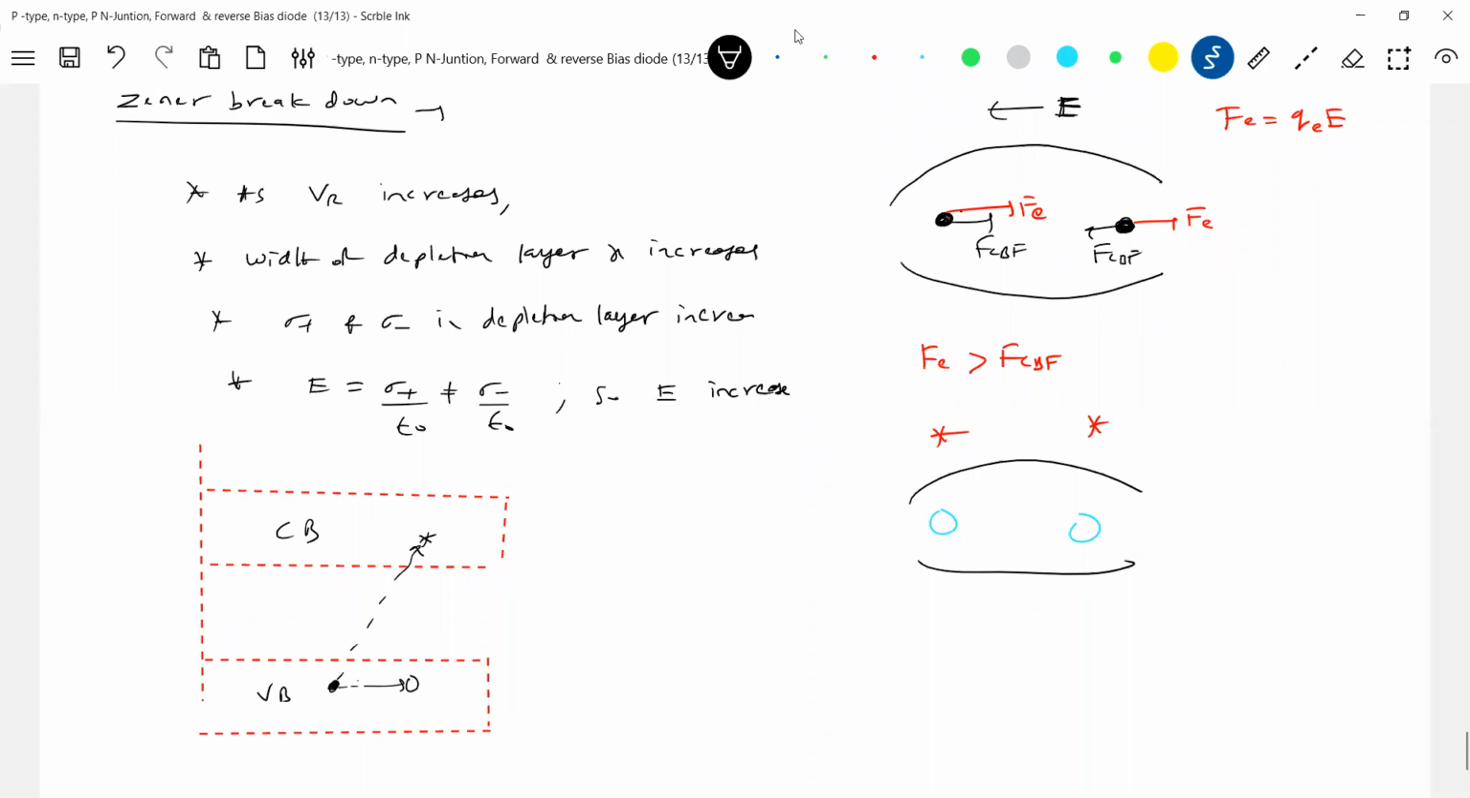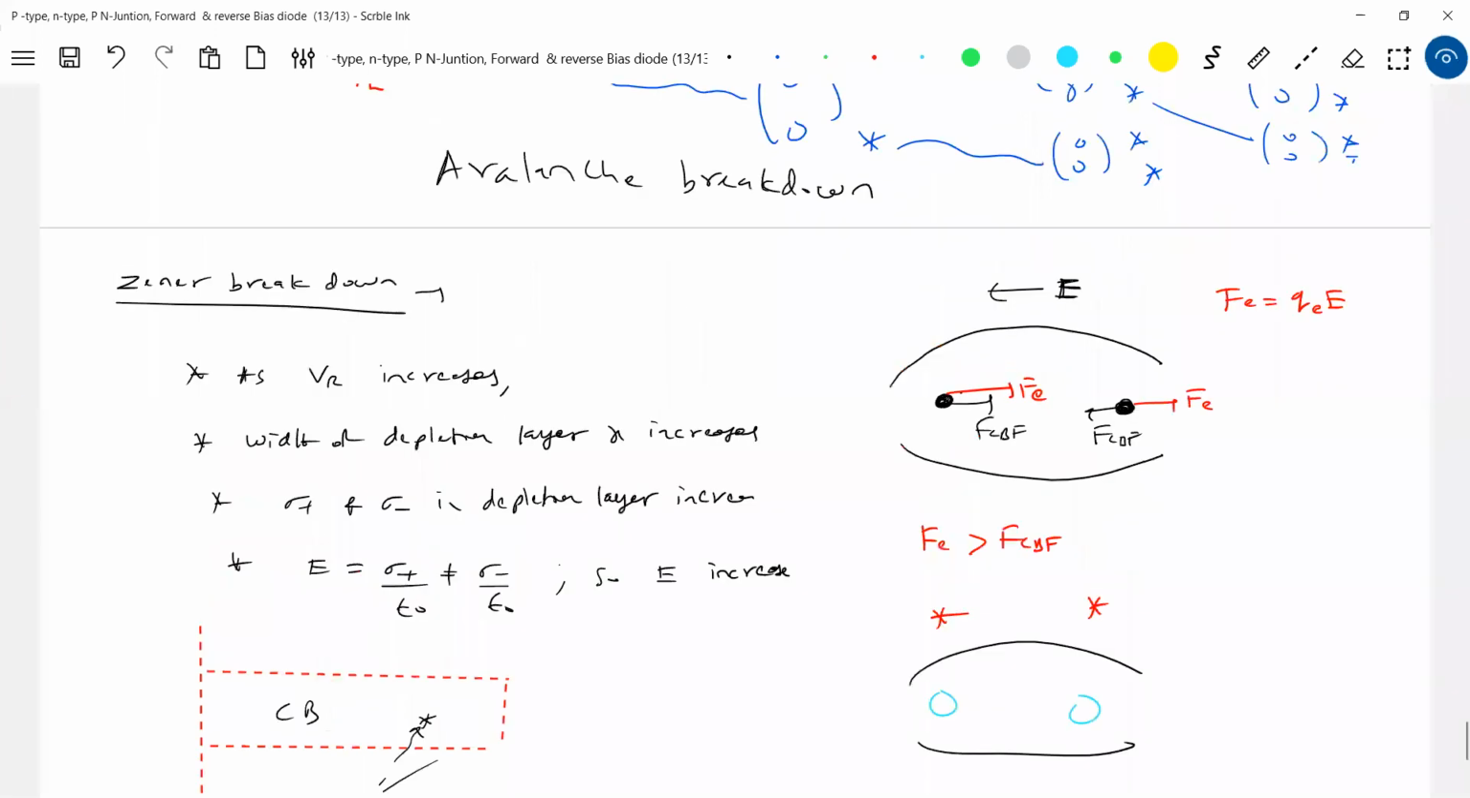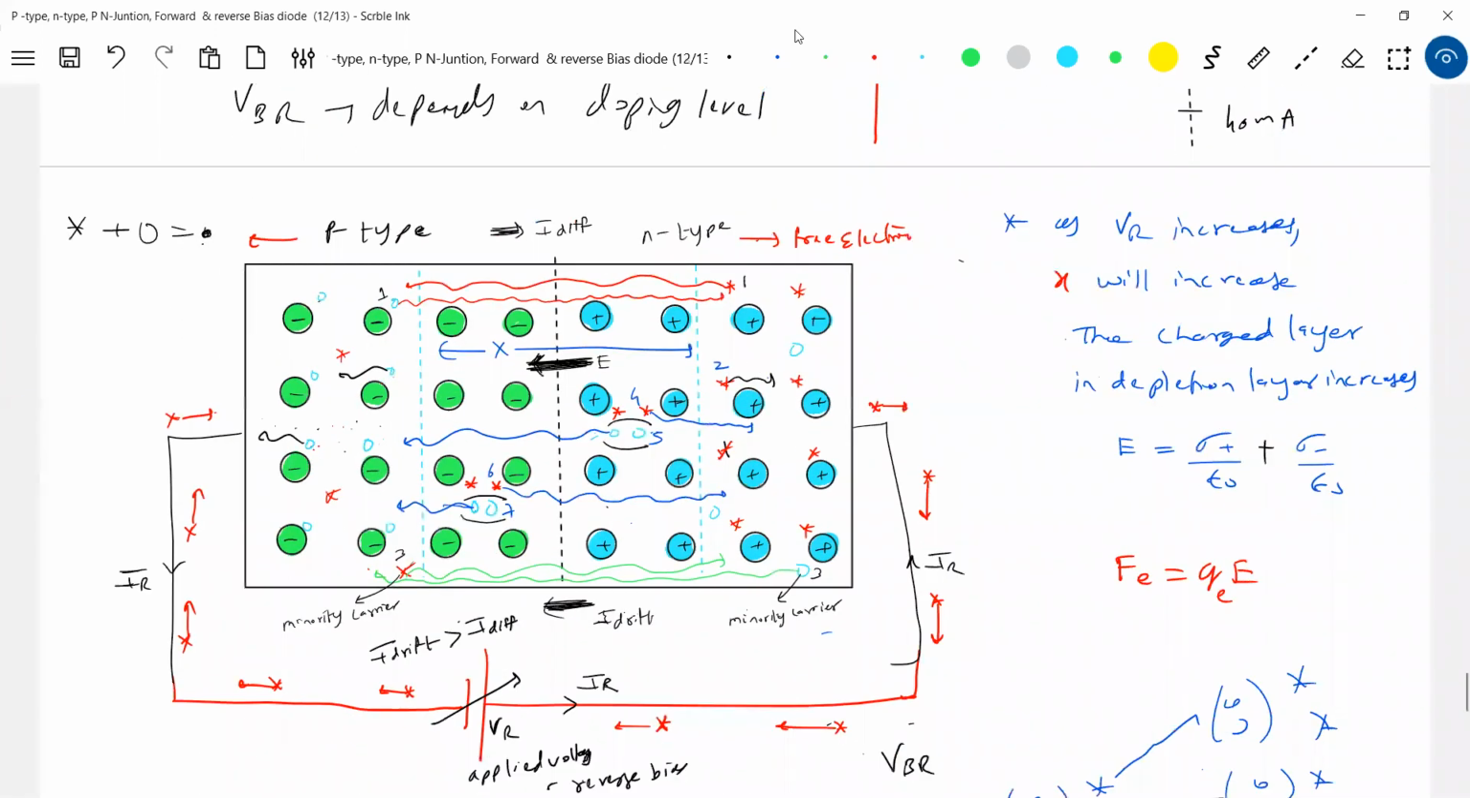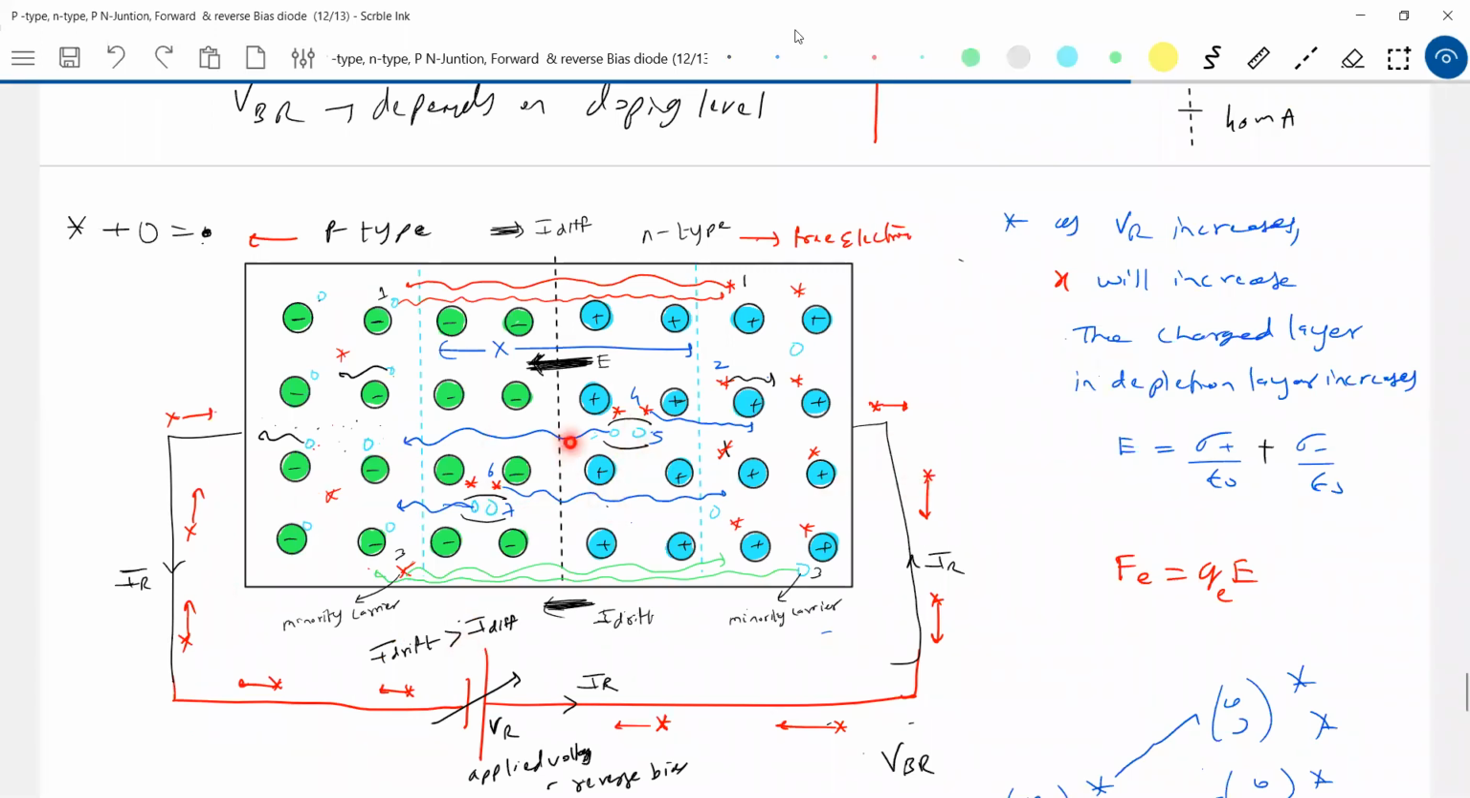Who will pull the valence electron from the valence band? This particular thing. The electrostatic field in the depletion region will directly pull the valence electron from the valence band to the conduction band. If an electron jumps from valence band to conduction band, it becomes a free electron, and the vacancy created by the valence electron in the valence band becomes a hole. Like that, a large number of minority carriers will be generated again and the current will be more. This is Zener breakdown. Avalanche breakdown and Zener breakdown are two different phenomena.